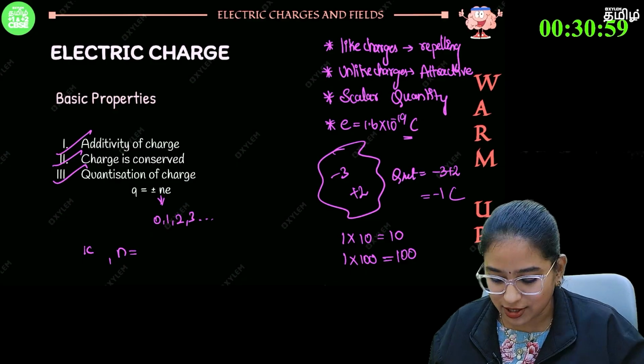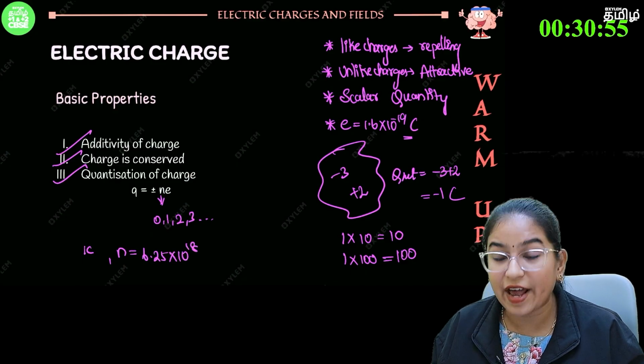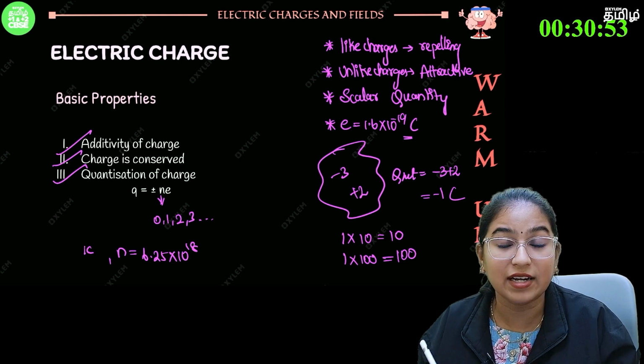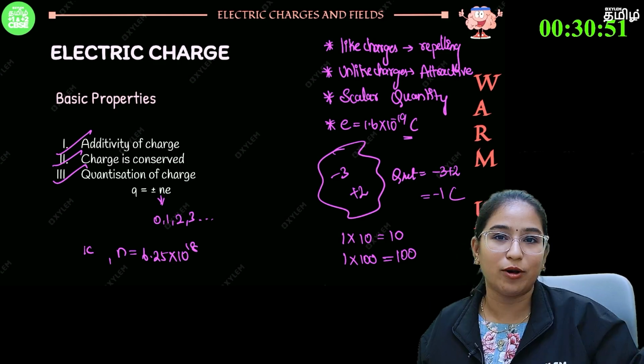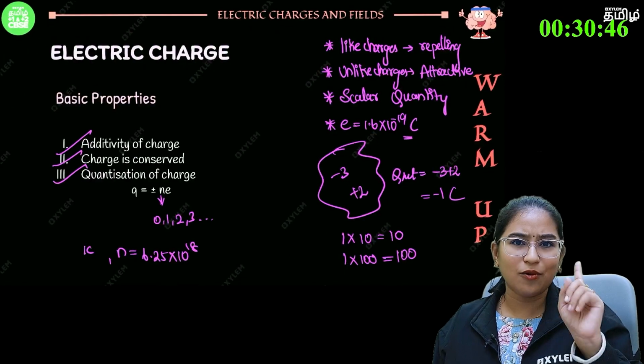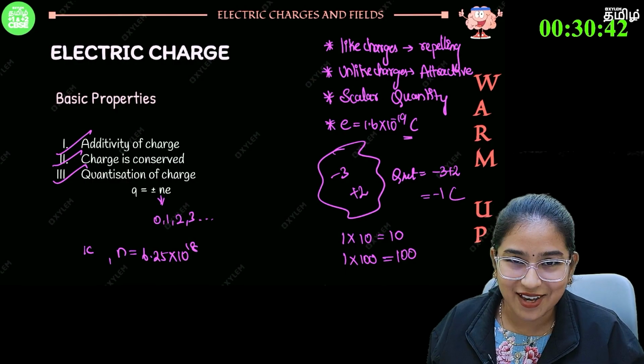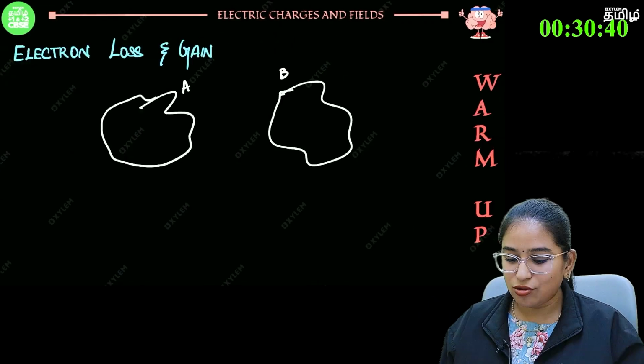For example, if you are talking about 1 coulomb of charge, then how many charges should that 1 coulomb bucket contain? 6.25 into 10 to the power 18 electrons have to be filled in that bucket to get 1 coulomb of charge. So we understood that charges are not like 1 coulomb for 1 electron, 2 coulomb for 2 electrons. It is not the case, right? Now let's roll for the next one.